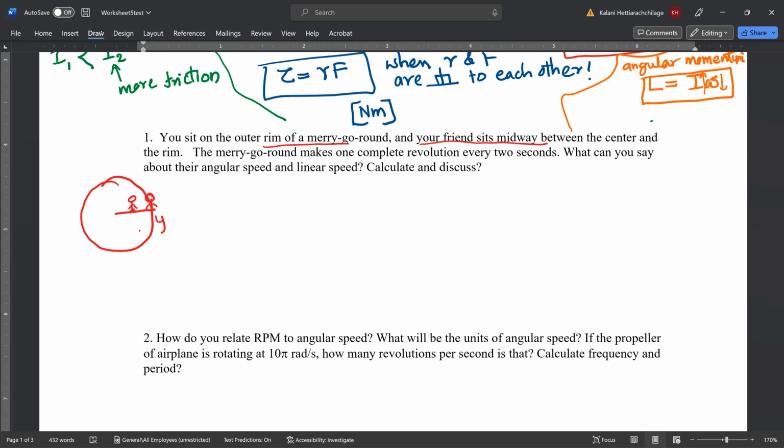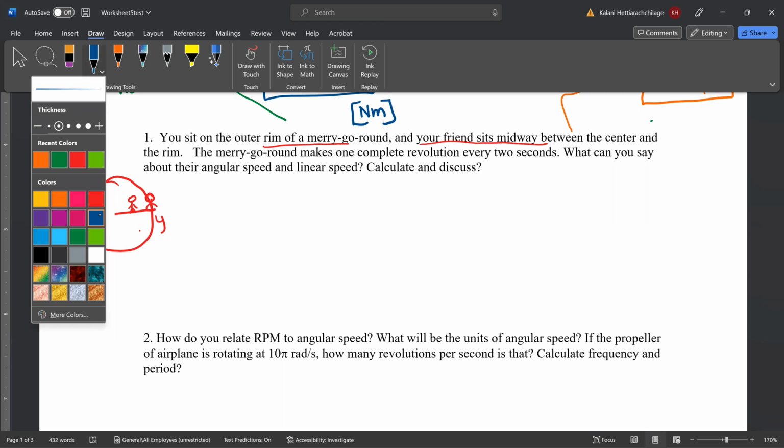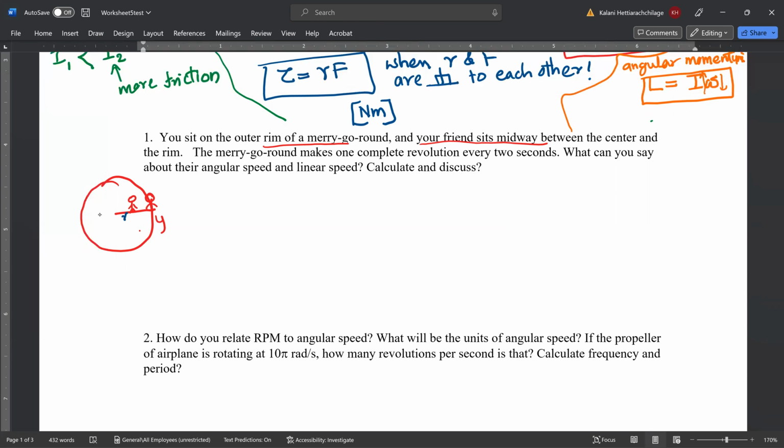Since it says halfway, definitely what we know is we can write this distance for your friend as r, and you have 2r distance, okay, because it says midway, right? And then the merry-go-round makes one complete revolution every 2 seconds. So as soon as you understand that, you need to understand what is given. One complete revolution every 2 seconds. That means for this person to come back to exactly the same position takes 2 seconds.